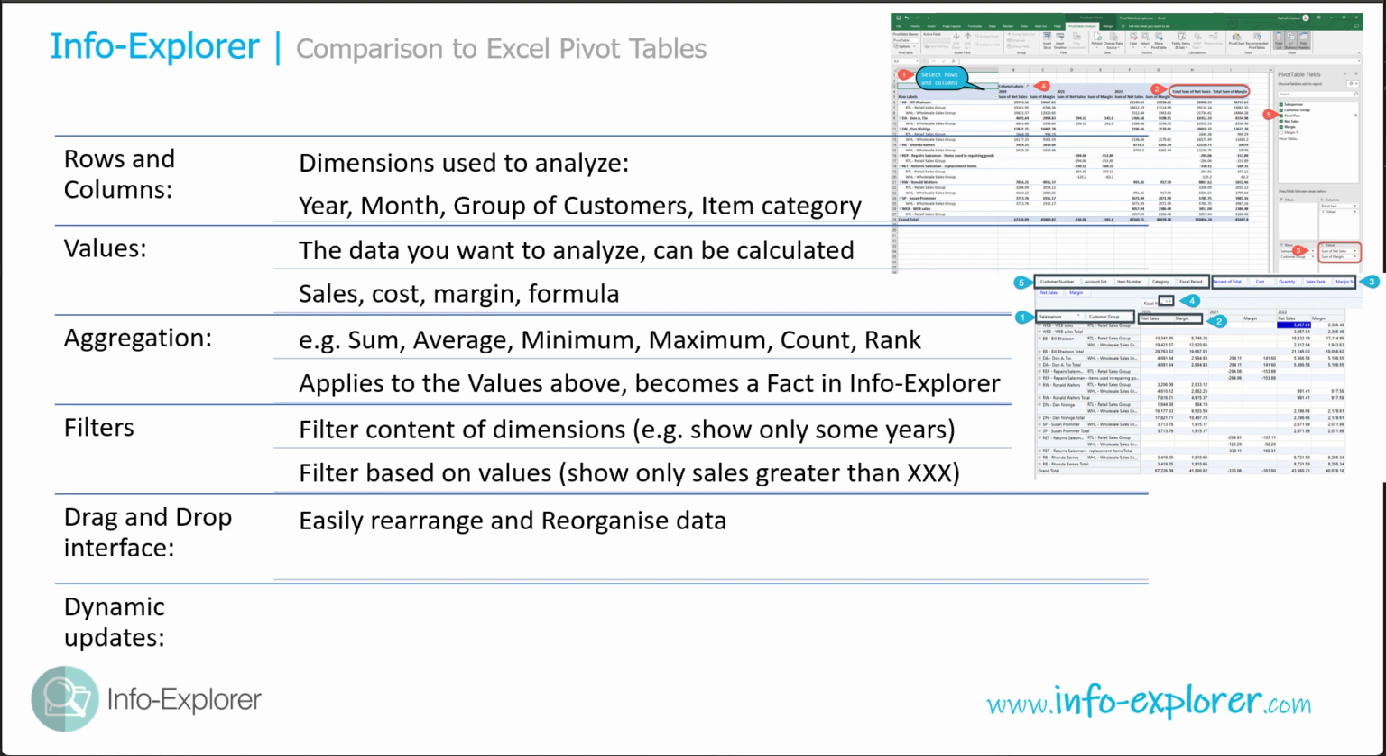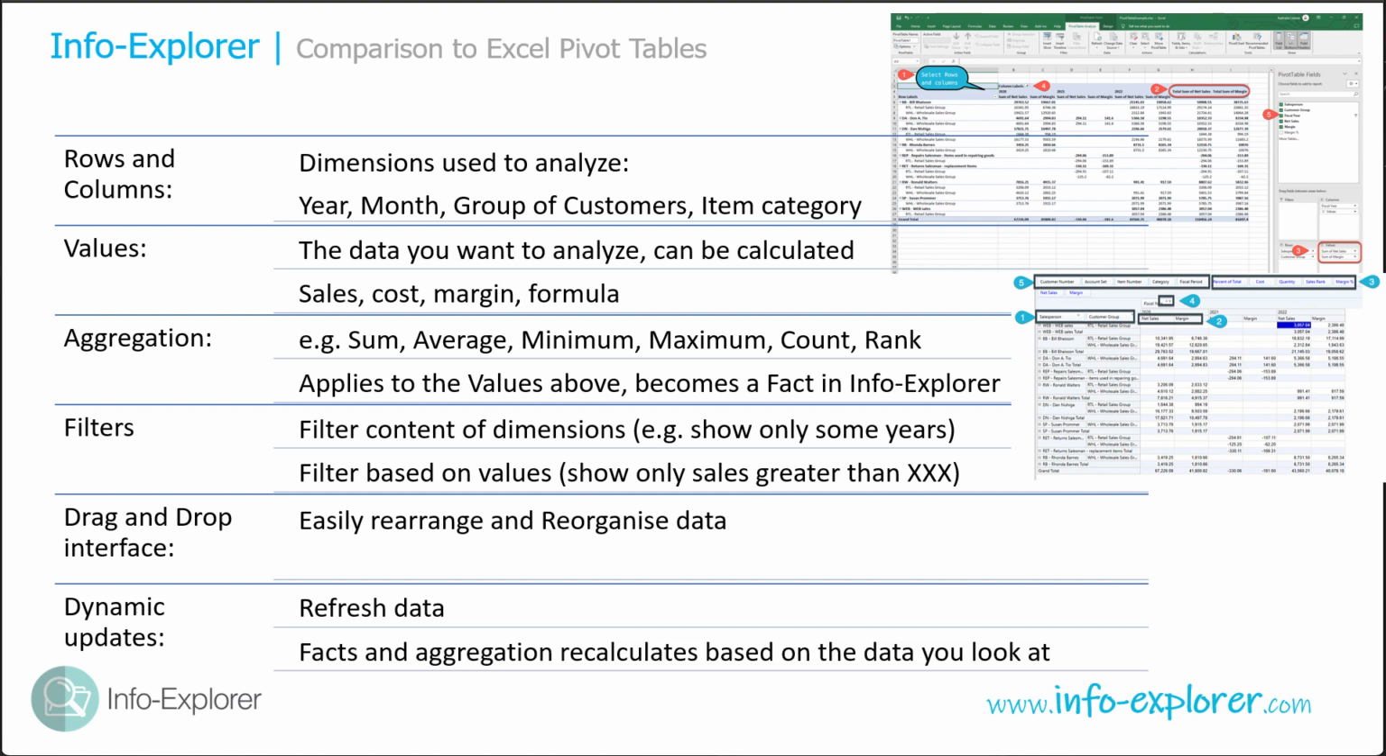Dynamic updates. While pivot tables are dynamic, if you change the underlying data in your spreadsheet, you can refresh your pivot table. But generally, your spreadsheet isn't directly connected to your database. You have to run a report to export it out of your database, refresh the data in the spreadsheet, and then your pivot table will refresh. With Info Explorer, you can refresh the data by just connecting to the database and clicking a refresh button. And also, if you change what you're looking at, adding more details, all your aggregations, your minimum, your maximum, your average get recalculated based on the data you're looking at.